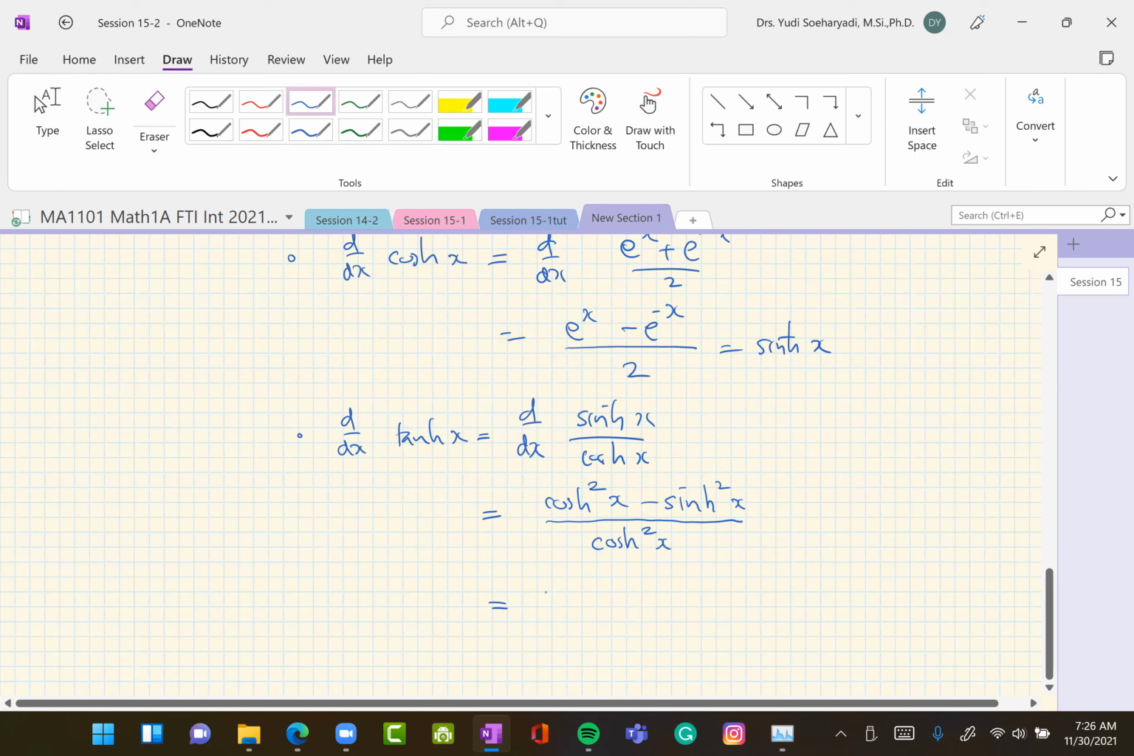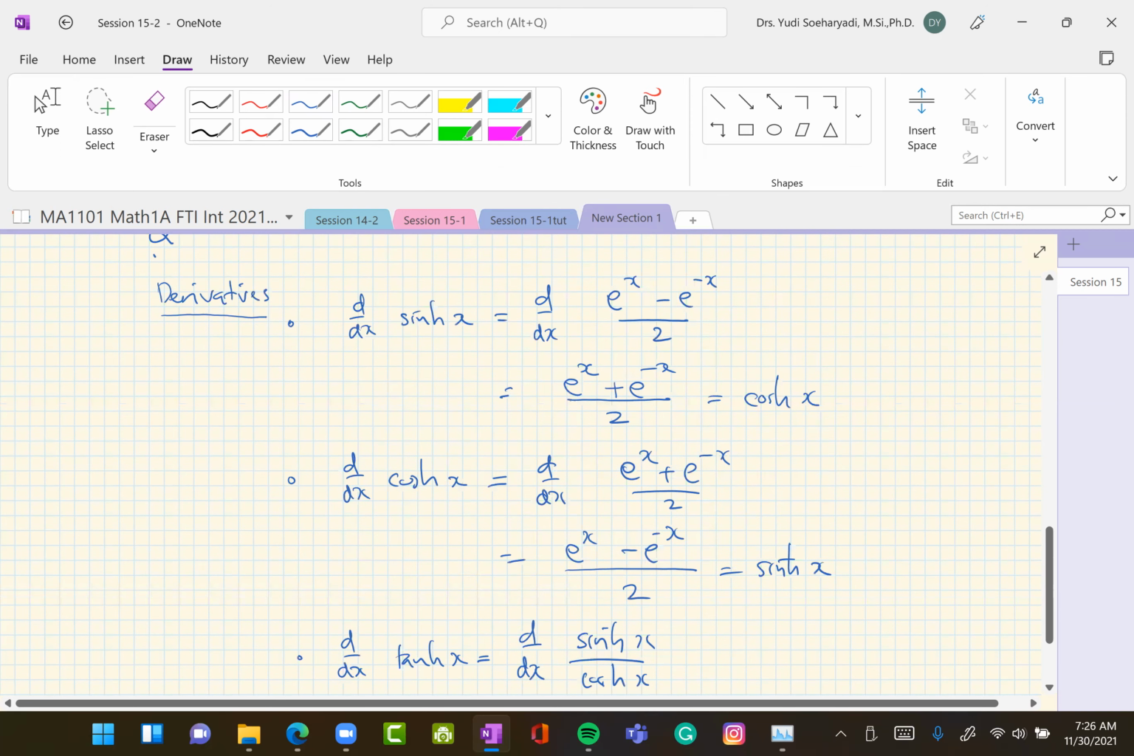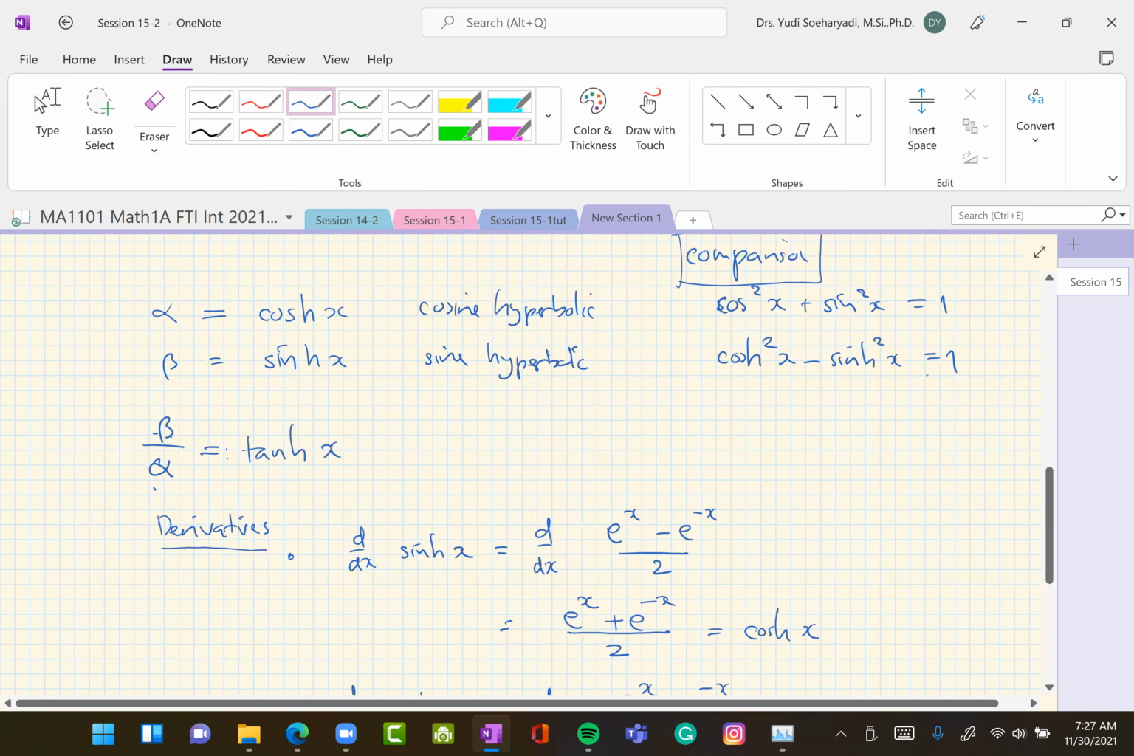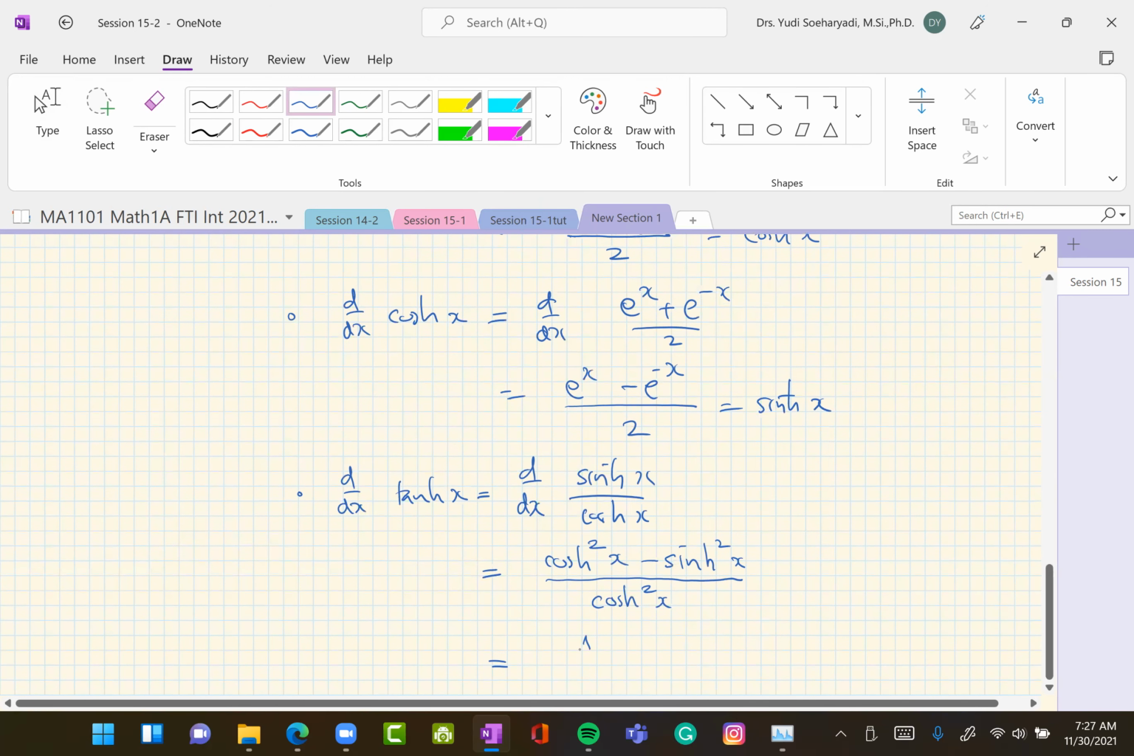Okay, so what is this? Well, you can say this is cosine square minus sine square. Well, we'll derive that one. That's 1. Okay, it's 1 over cosine hyperbolic square. But 1 over cosine hyperbolic is secant. So this becomes secant hyperbolic square x. We recall that the derivative of tan x is secant square x. So very similar to this one.